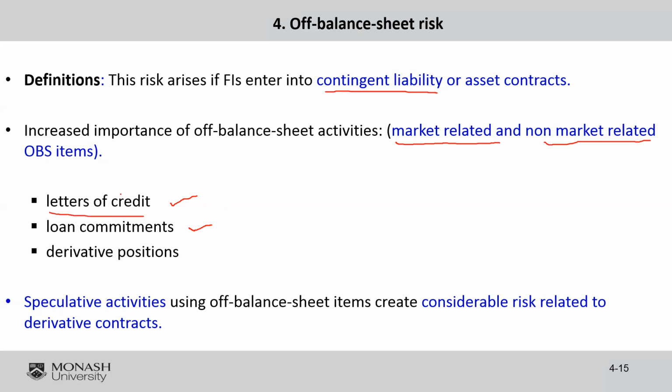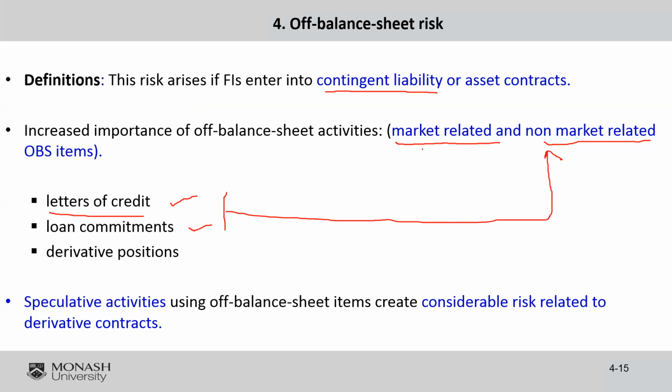So as you can see again, it's not recorded in the assets and liabilities, but the bank has promised to pay in the future, which means it can be a future liability. Now, this is actually what we call non-market related. This type is the non-market related.